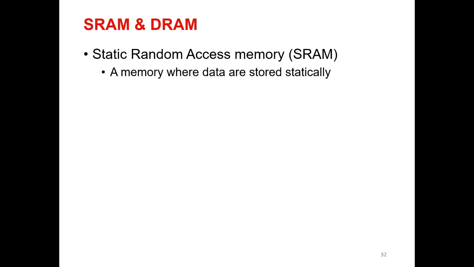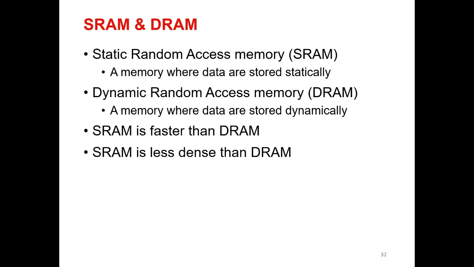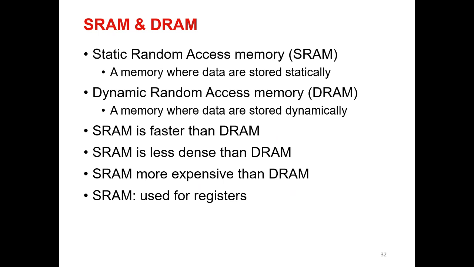So with the static random access memory, as its name indicates, the data is stored statically, whereas with dynamic random access memory, the data is stored dynamically. In general, we say that SRAM is faster than DRAM, and the problem is that SRAM is less dense, which means that in the same space I can have less memory in an SRAM than in a DRAM, and for that reason the SRAM is more expensive than the DRAM.